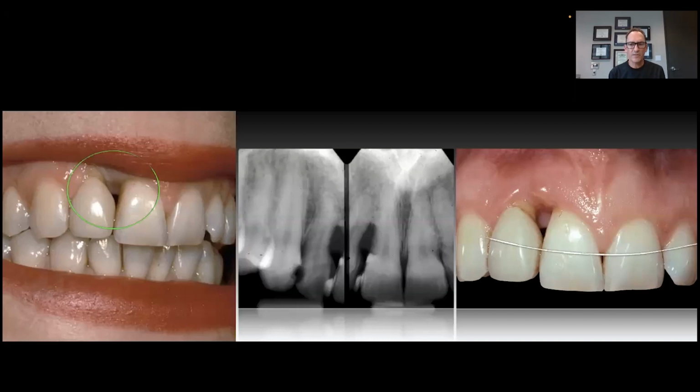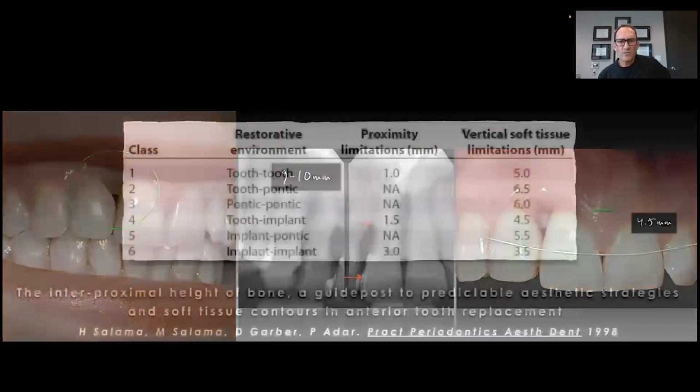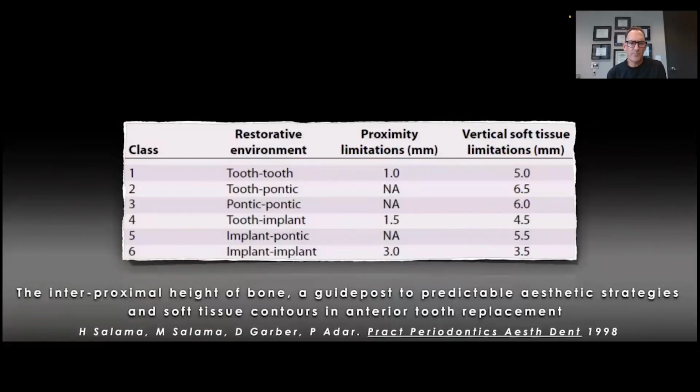What we know from the literature is if the papilla is in the correct position, like the papilla between the centrals, that bone is typically 4.5 to 5 millimeters away from that papilla. The challenge that we have in this patient is the bone that is between the lateral and central is 9 to 10 millimeters away from where we want the papilla. And so I still use these numbers that were published in '98 by Garber and Salama, which look at different restorative environments and their soft tissue limitations using basically average numbers.